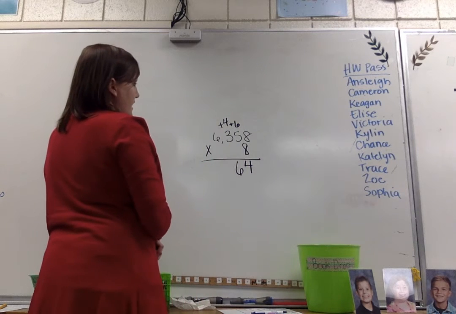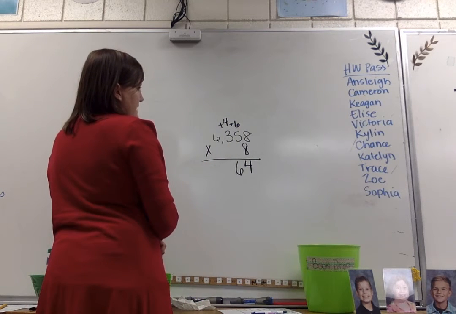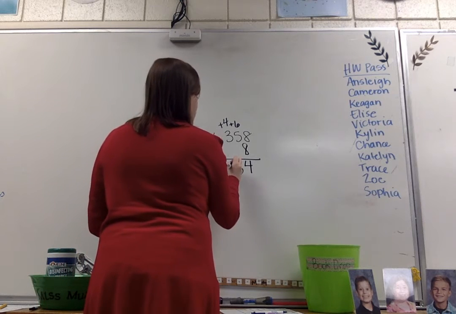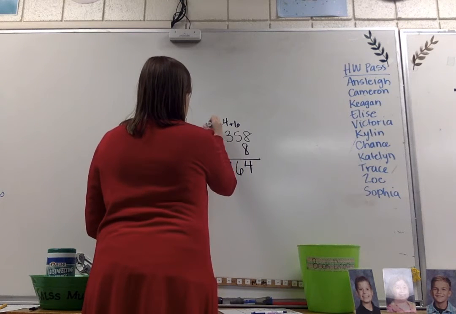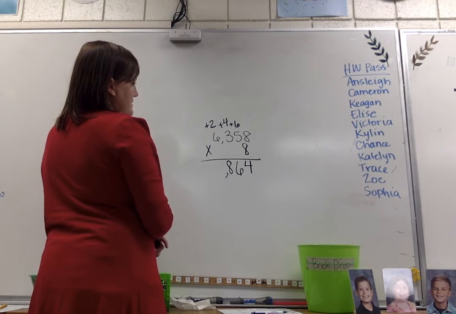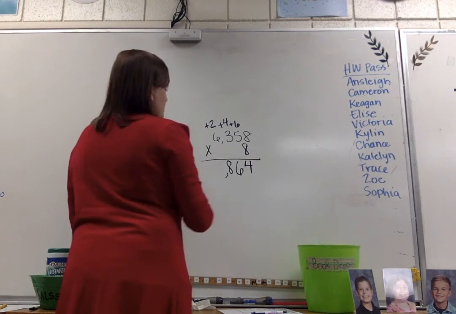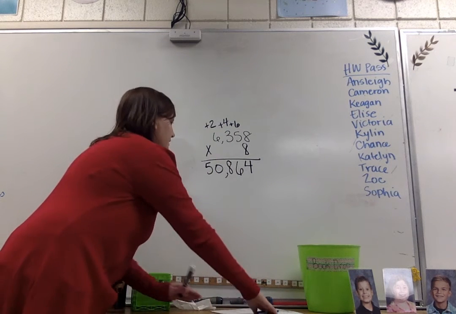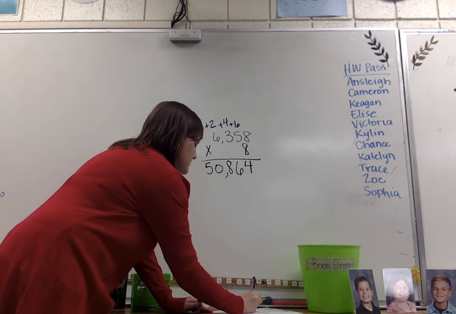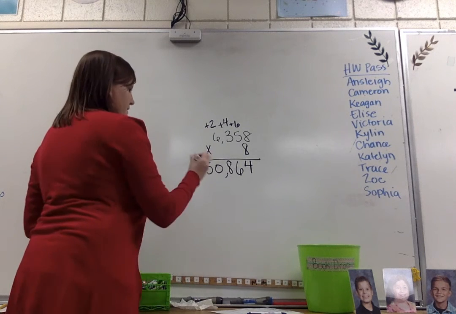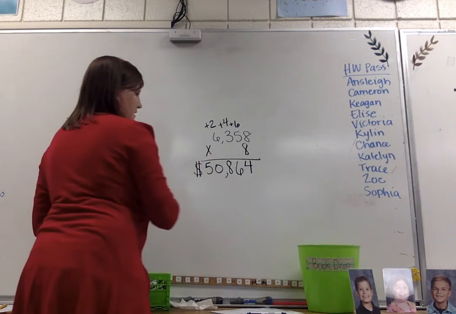4 goes above the hundreds. 3 times 8 is a product of 24 plus 4 equals 28. So the 8 will go in the hundreds and the 2 will go above the thousands. 6 times 8 is a product of 48 plus 2 would equal 50. So our product should be 50,864. So that's how much money he made. So we're going to put a dollar sign in the front.